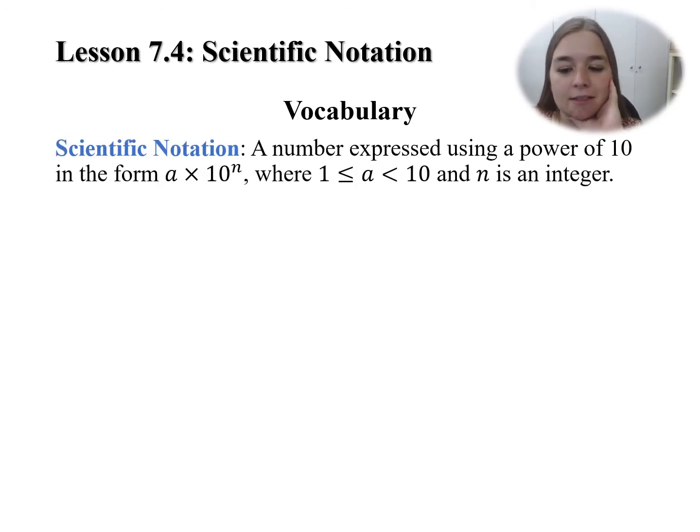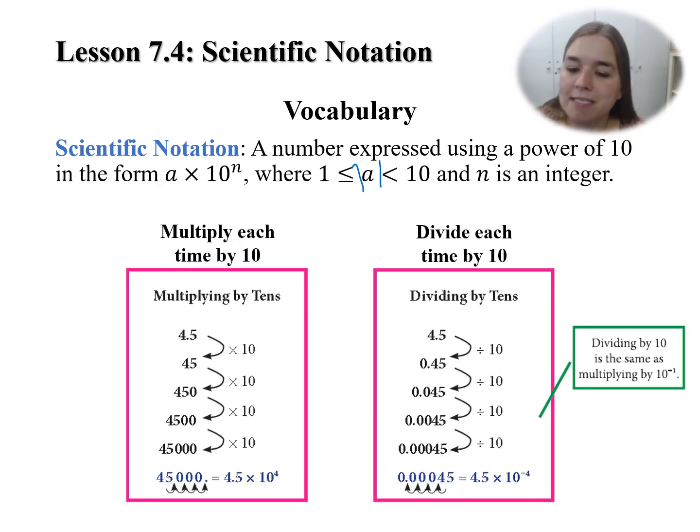to scientific notation. So scientific notation is a number expressed using a power of 10 in the form a times 10 to the power of n, where, and this actually should be the absolute value of a, is between 1 and 10, and n is an integer. So we'll practice with what this looks like in a second. But basically, what we're doing in scientific notation is we are either multiplying by 10, in which case n is a positive integer, or we're dividing by 10, where n is a negative integer.